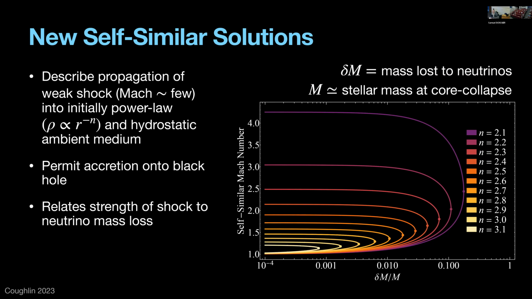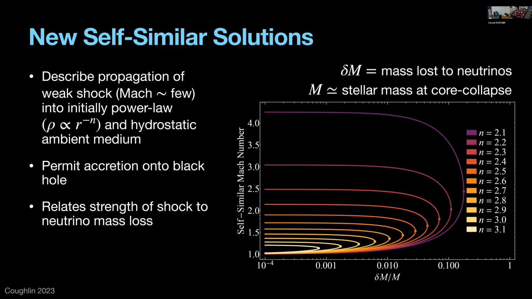So we have new self-similar solutions. Again, like the Sedov-Taylor solution, but very distinct, that relate all of these factors together: the density profile, the accretion onto the black hole, and it also relates the strength of the shock to the amount of neutrinos that you lose.